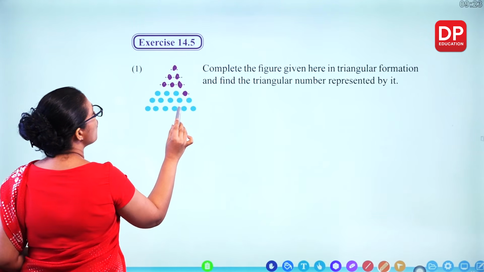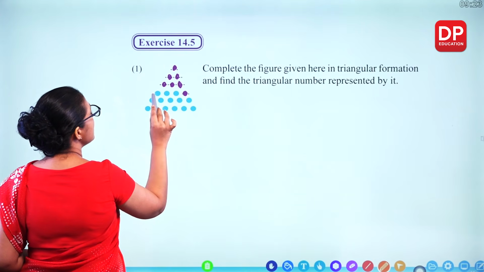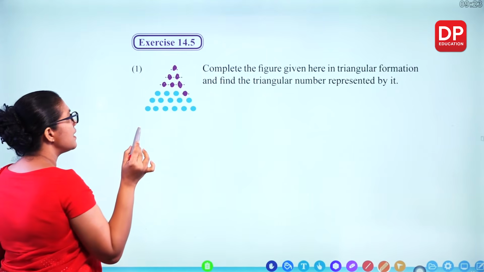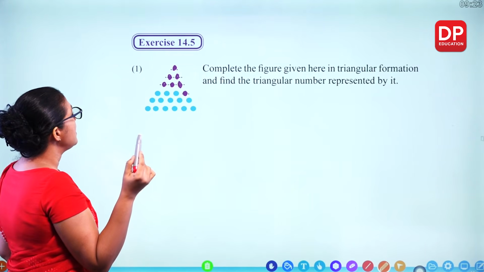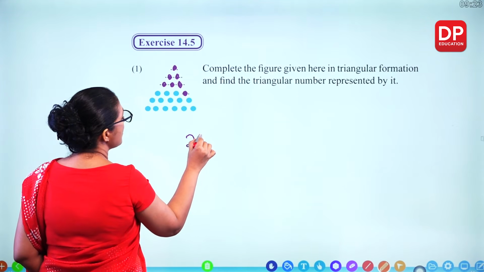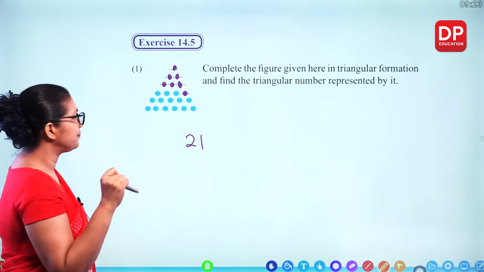1, 2, 3, 4, 5, 6. 6 plus 5, 11. 11 plus 4, 15. 15 plus 3, 18. 18 plus 2, 20. 20 plus 1, 21. So that's the triangular number 21.